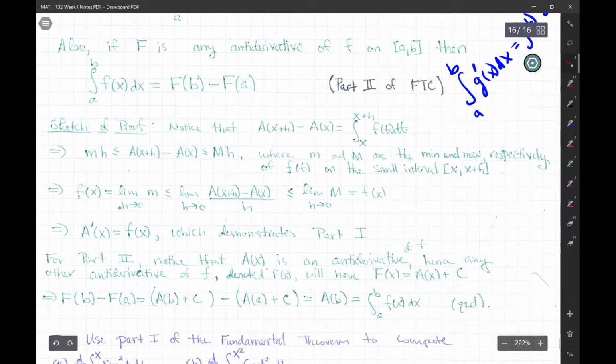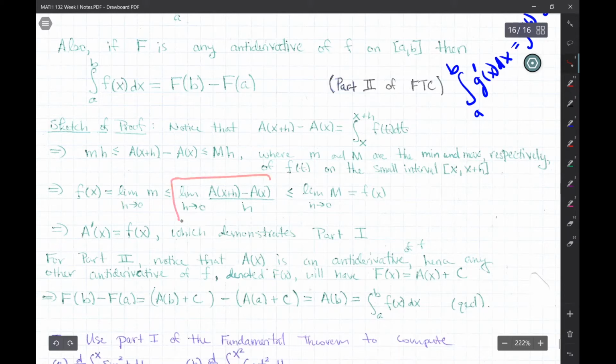And then notice something: when h is small, so that x is very close to the upper limit, in that case f doesn't vary very much, and so the lower limit is equal to f of x, and the upper limit will be equal to f of x as h goes to 0.